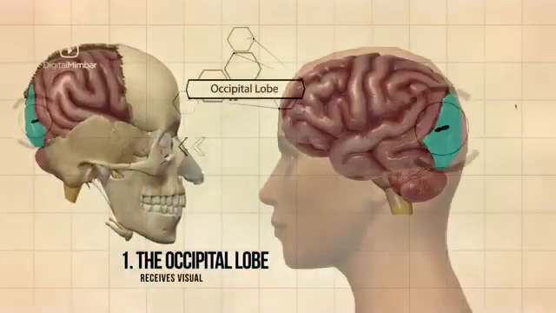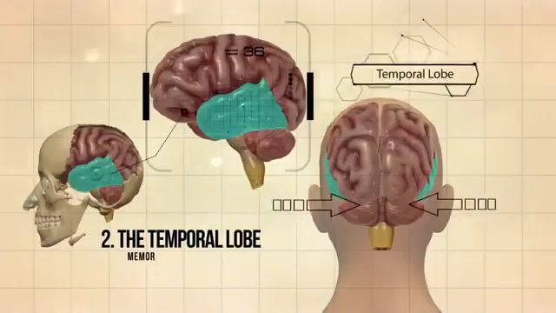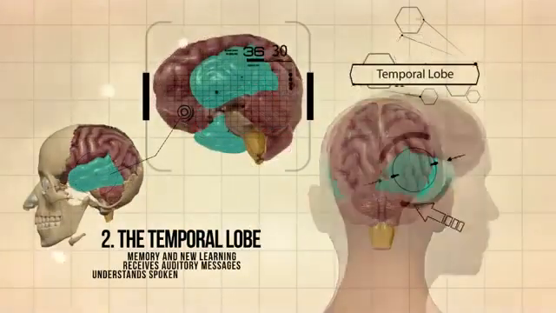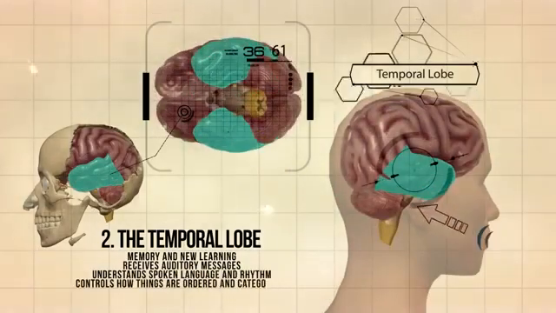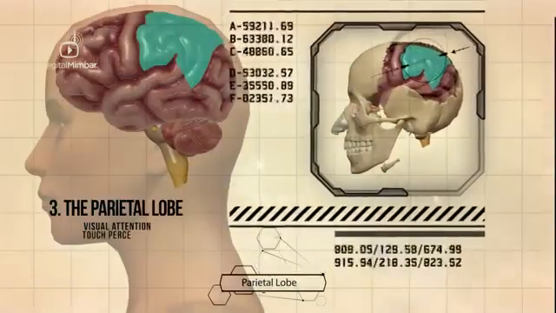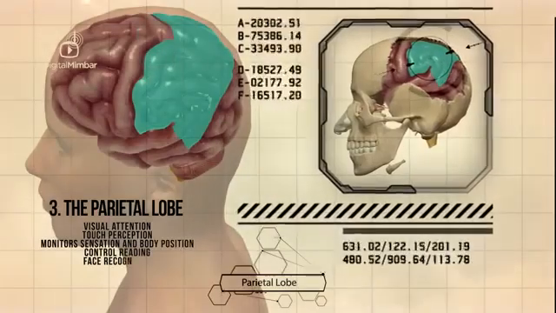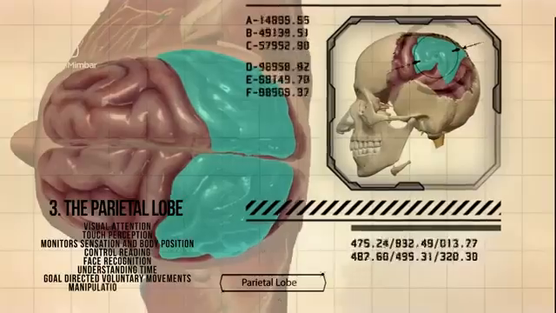The occipital lobe receives visual information, interprets colour, shape and distance. The temporal lobe is responsible for memory and new learning, receives auditory messages, understands spoken language and rhythm, controls how things are ordered and categorized, and some visual perception. The parietal lobe is responsible for visual attention, touch perception, monitoring sensation and body position, controlling reading, face recognition, understanding time, goal-directed voluntary movements and manipulation of objects.